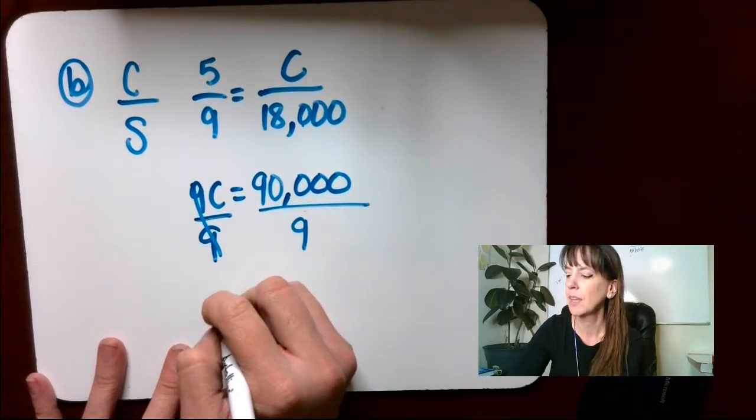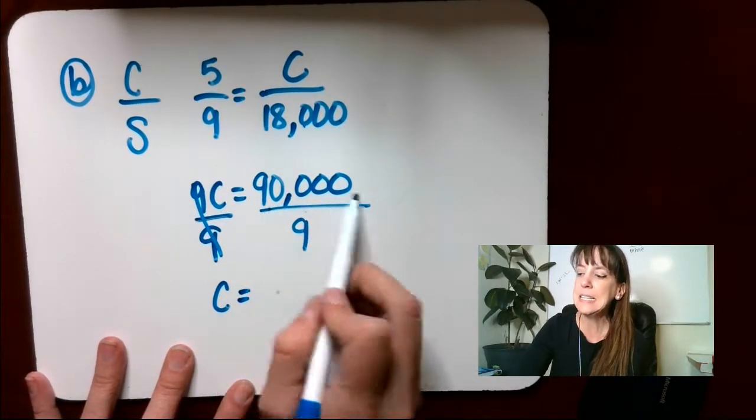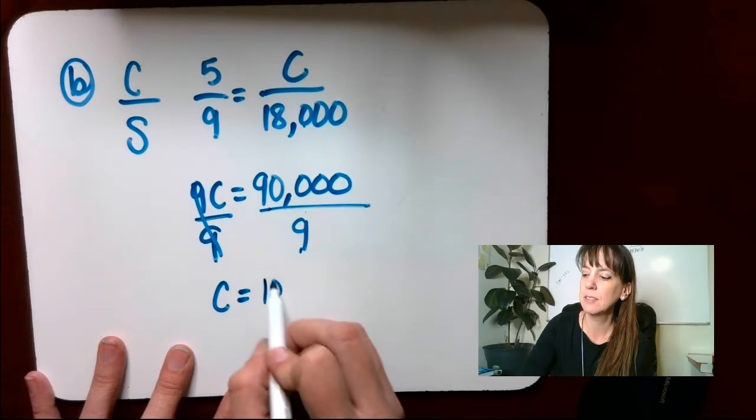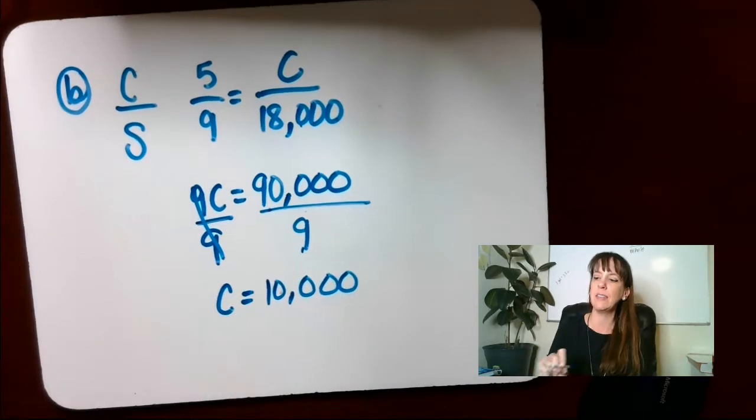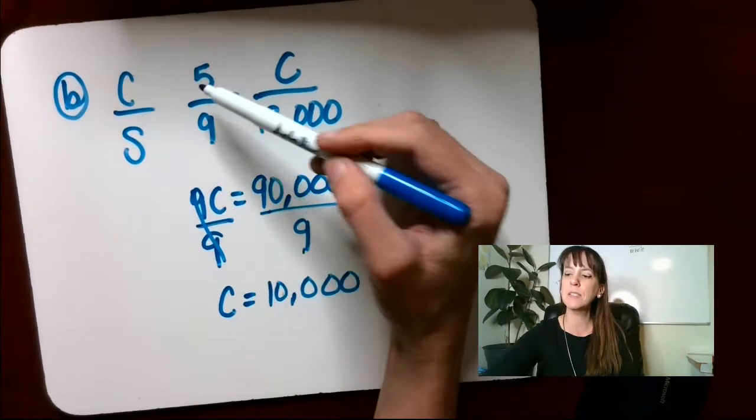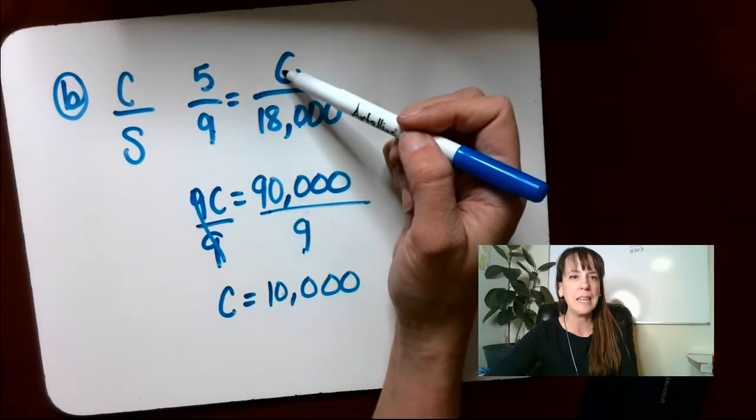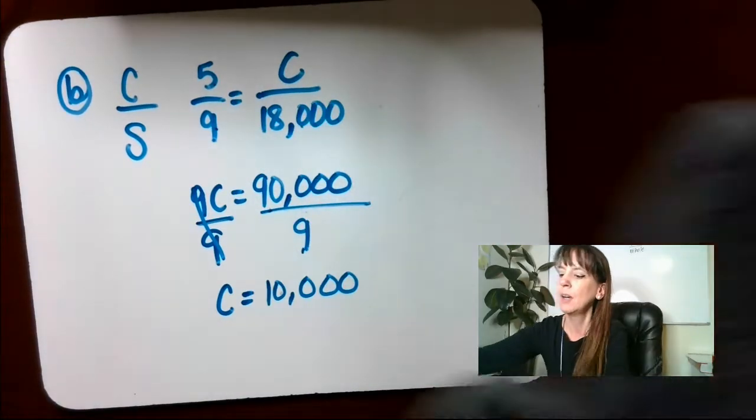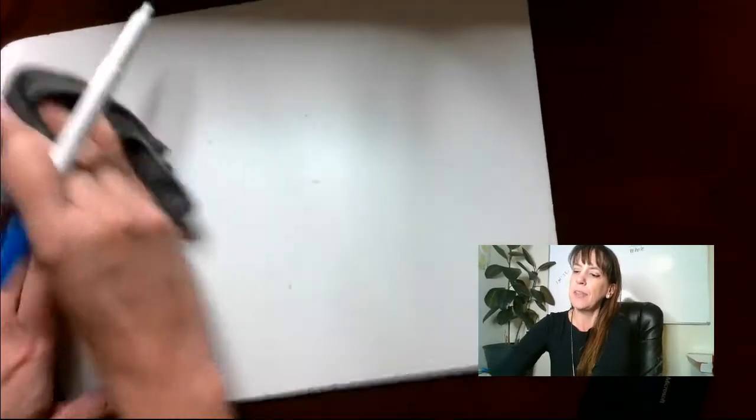Boris, come on. C equals 90,000 divided by 9, which gives me 10,000. There were 10,000 Croats. And that seems about right because the ratio was 5 to 9, so 10,000 to 18,000 is about right. All right, guys, if you have any questions about that, let me know.